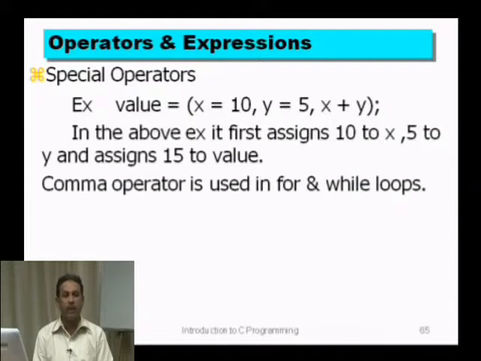It is very widely used in for and while loops, where you want to have 2 different variables in a for loop. You can use for i is equal to 0, comma, j is equal to 1, or whatever it may be, and separate them with the comma operator. So the comma operator is very widely used in for and while loops.